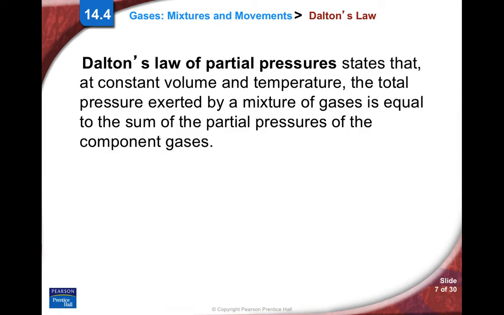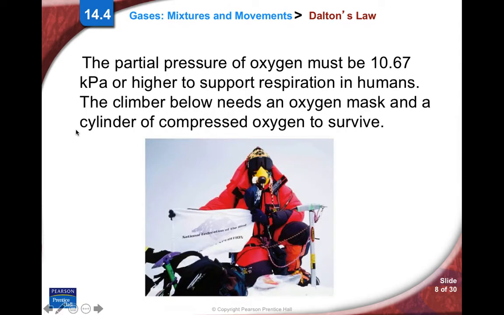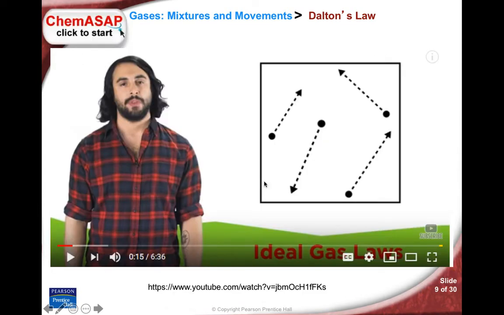Again, that's if the volume is constant and the temperature is constant. That's a really key thing to keep in mind. Also, we have to keep in mind that there's more than one variable that affects gases. If you're going to be able to stay alive, you have to have a pressure of oxygen of at least 10.67 kPa. Higher than that would be better. So most climbers need some compressed oxygen when they climb up there.